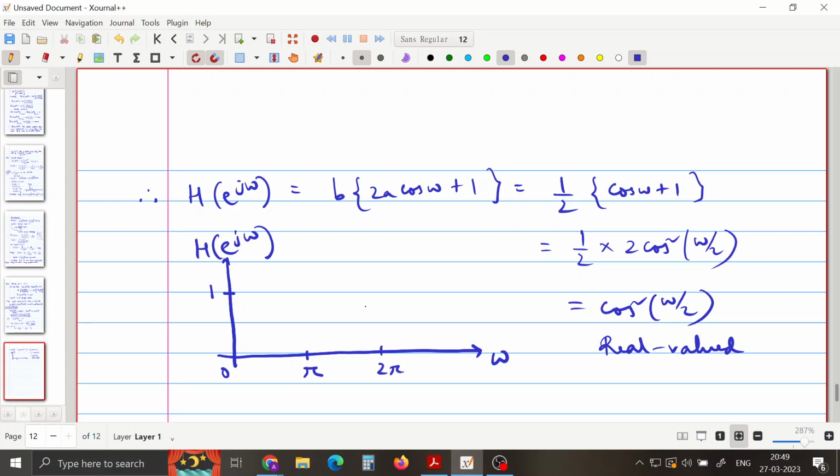It's like this, so it drops like this and again rises like this. Okay, this is between 0 to 2 pi the frequency response goes like this.